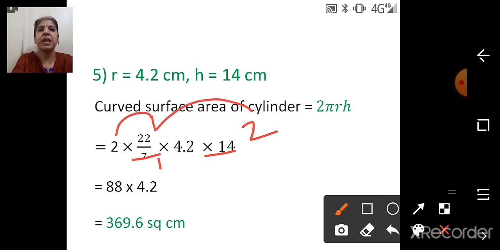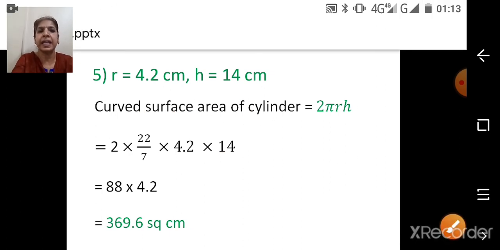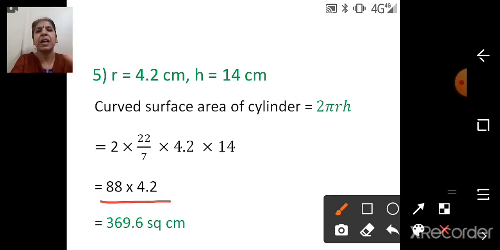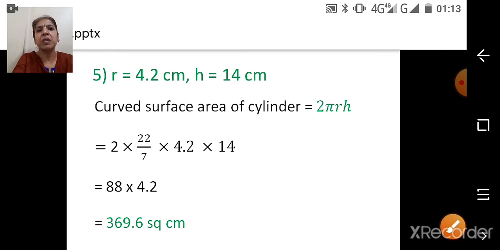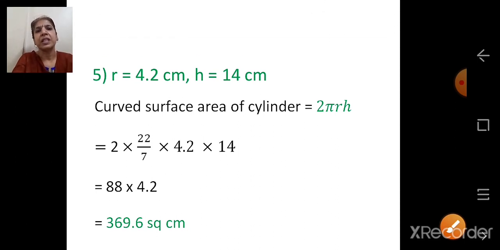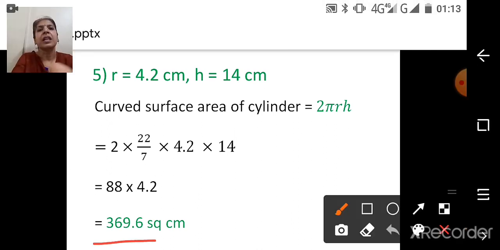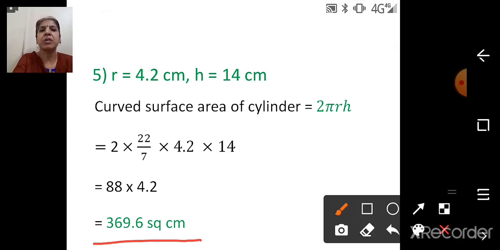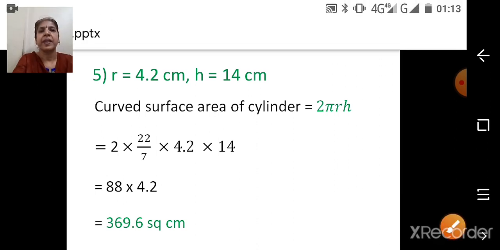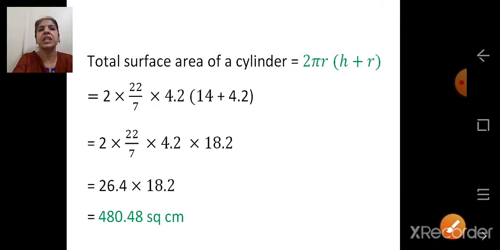44 first you multiply with 2, you will get 88. That 88 you multiply with 4.2. So multiply 88 with 4.2, you will get the answer 369.6. Then write the unit, square centimeter. As you know, one decimal place is there. So accordingly put it in the correct place and write the answer, which is 369.6 square centimeter. Now total surface area of a cylinder.